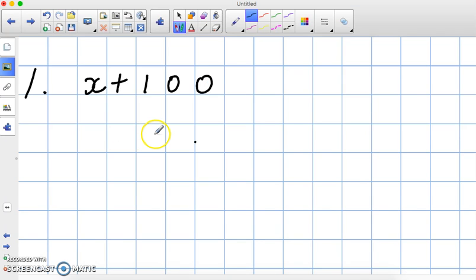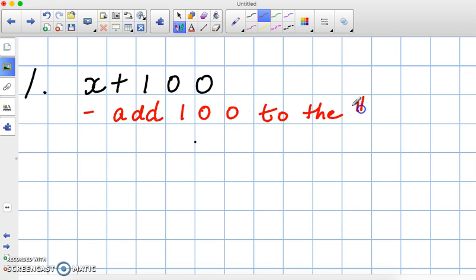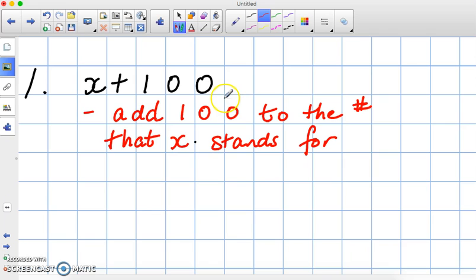So when you're writing down the definition, and I'm going to do this in a different color, and you can do the same on your page, I would say the definition would be you're adding 100. Essentially, you're adding 100 to x, but you're adding 100 to the number that x stands for. And that's the expectation in terms of how you interpret an algebraic expression. So again, x plus 100 means you add 100 to the number that x stands for.